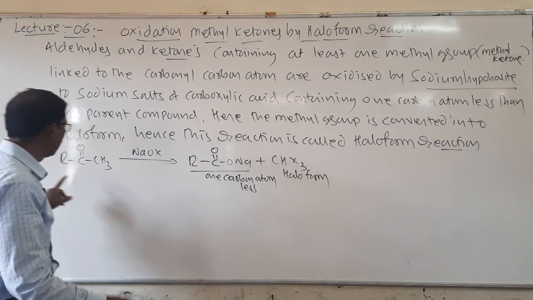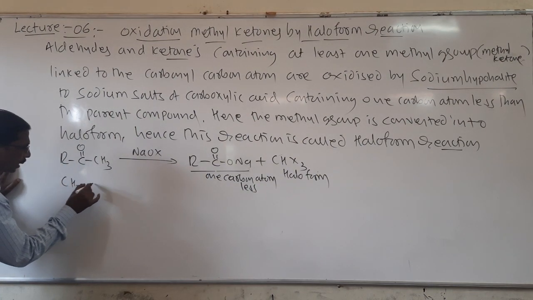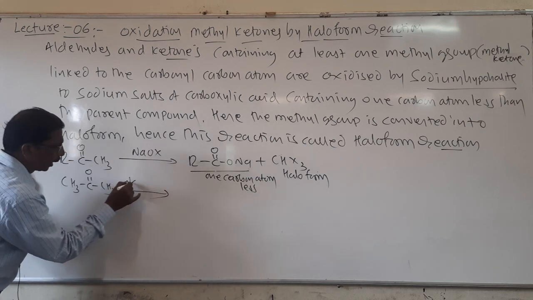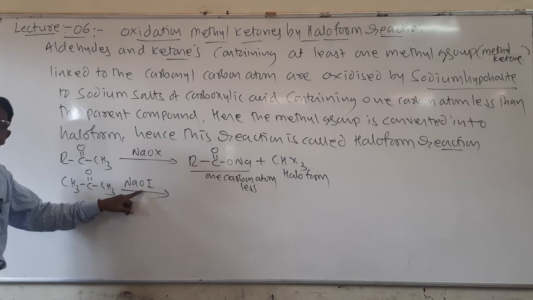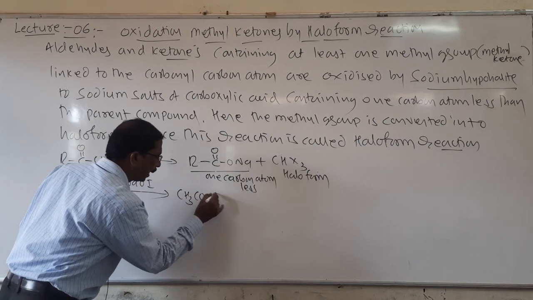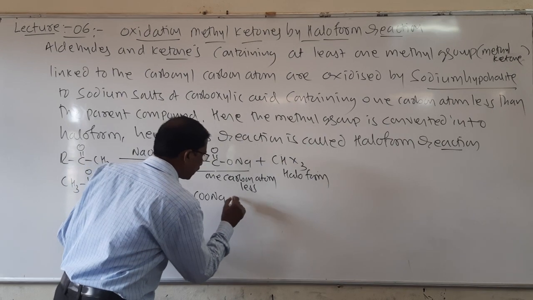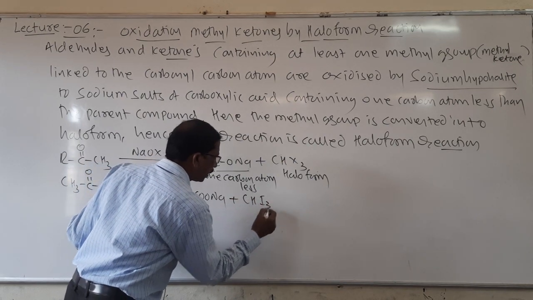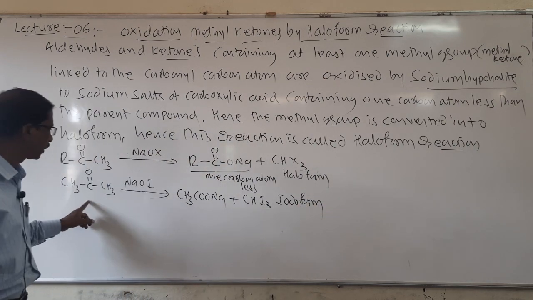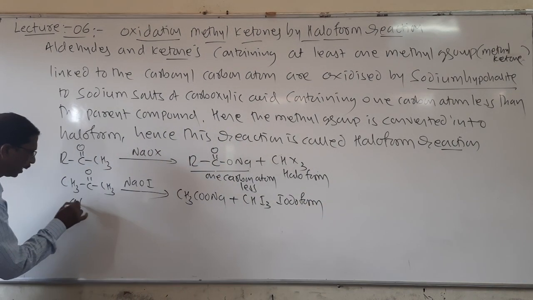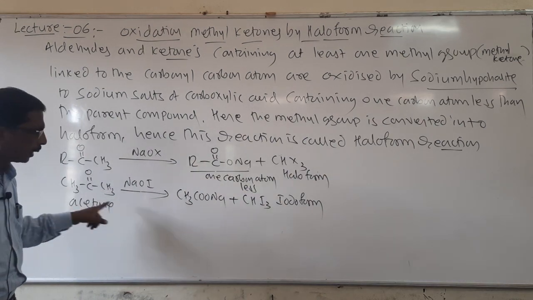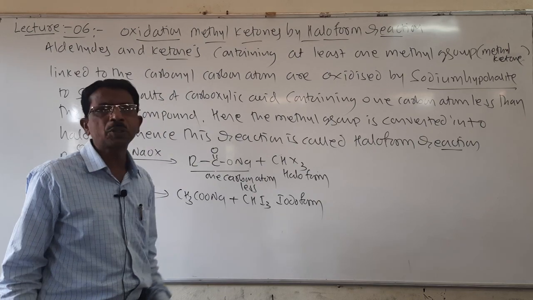I will give an example here. If you take acetone, CH3, C double bond O, CH3, when it is treated with sodium hypoiodite, it forms CH3COONa, sodium acetate, plus CHI3, which is called iodoform. Look here students, this is the reaction. Acetone has a methyl group linked to the carbonyl carbon, and it forms sodium acetate and iodoform.